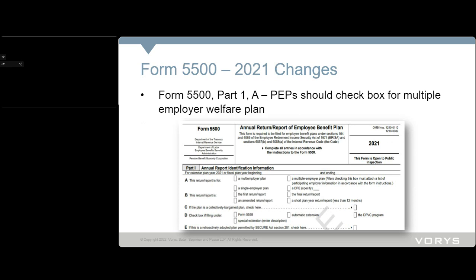One of the changes for the 2021 plan year were the instructions that a PEP that meets the definition under ERISA Section 3(43) is a multiple employer plan. And like other ERISA-covered pension MEPs, a single Form 5500 is required to be filed. I will note that I have up here PEP should check the box for multiple employer plans. Welfare was a typo. So check the box for multiple employer plans if you have a PEP.